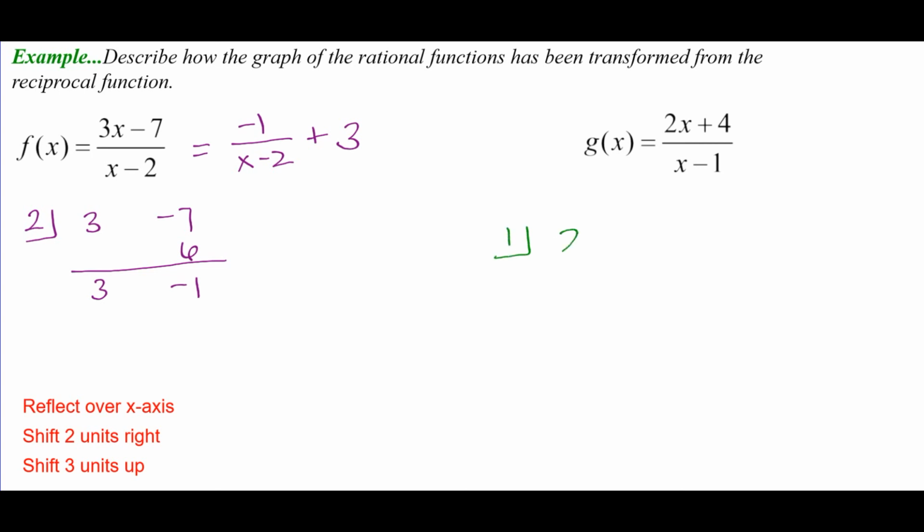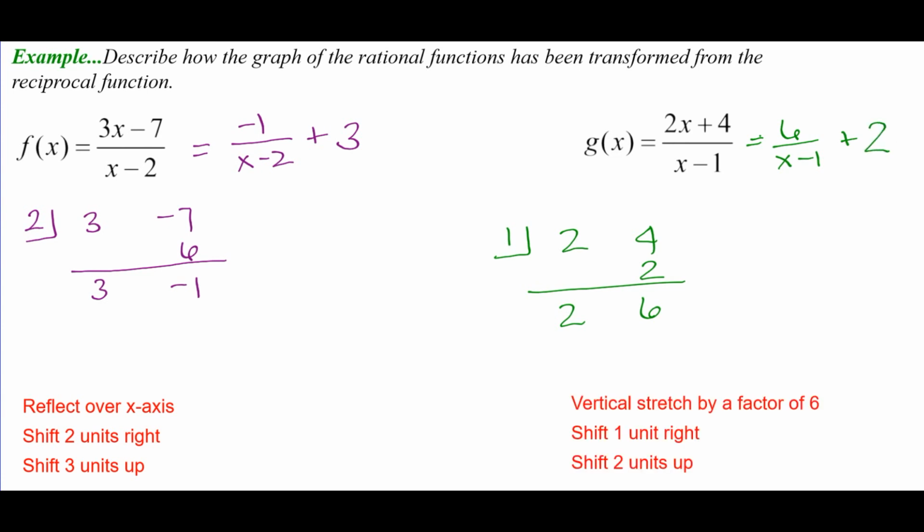by positive 1. We've got 2 and 4 for our coefficients. Bring down the 2. This is going to give me 6, so 6 is my remainder, so I'm going to write this as 6 over x minus 1, and then plus our quotient of 2. So this gives me a vertical stretch by a factor of 6, and I'm shifting 1 unit to the right and 2 units up.